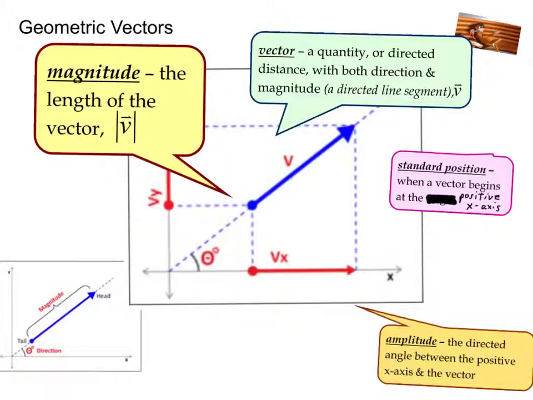The symbol for it is right here. It's the absolute value sign. It's just because it's length, and we can't have negative. So distance can't be negative. So that's the symbol we use.